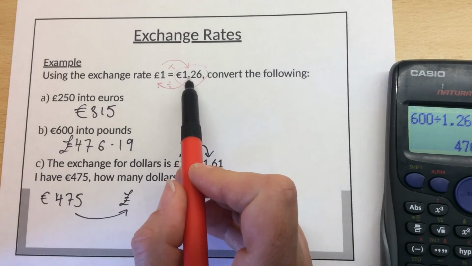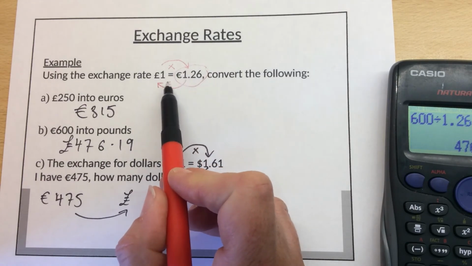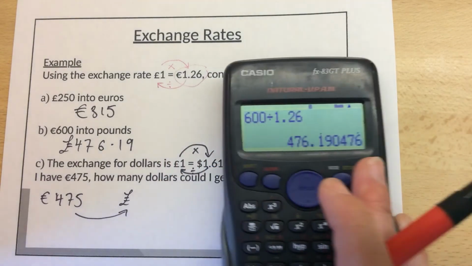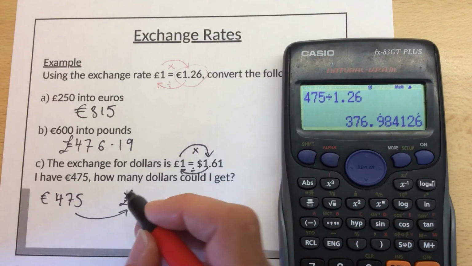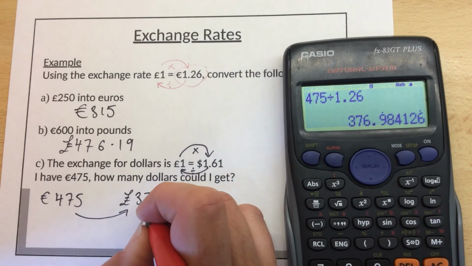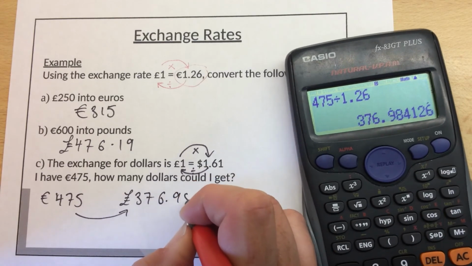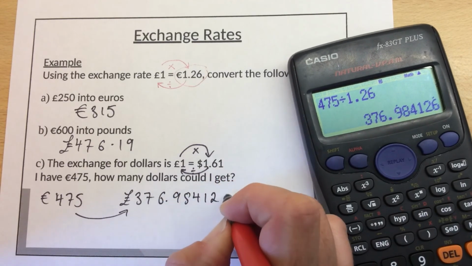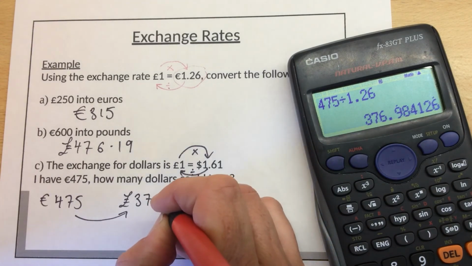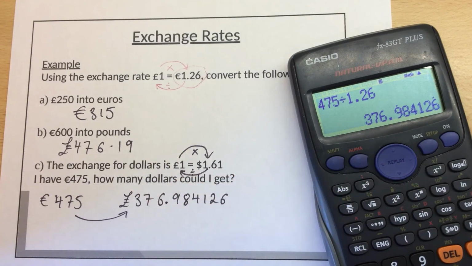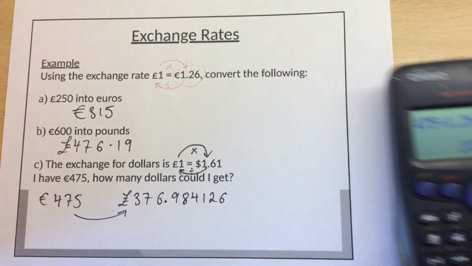And I do this, euros to pounds is dividing by 1.26. So 475 divided by 1.26 gives me 376.98. I'm going to use all the digits here because I don't round until the end, like I've said a few times before. Okay, so you don't round in the middle of a calculation, you round at the end. We'll keep all those digits there.